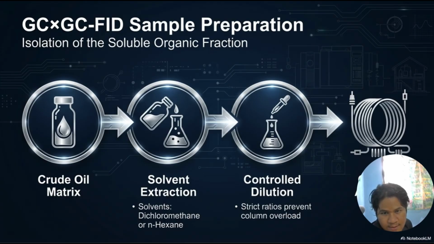Let's move on to our next point for today, which is the role of sample preparation in detection limit achievement. GC-FID focuses on separating and identifying organic compounds within petroleum. The crude oil sample is first dissolved in a high-purity organic solvent, commonly dichloromethane or n-hexane. The dilution ratio is carefully controlled to prevent overloading of the chromatographic column, which could reduce separation efficiency and affect the quality of the chromatogram.